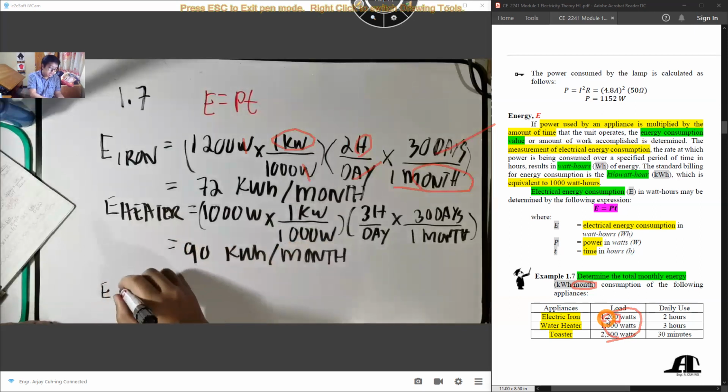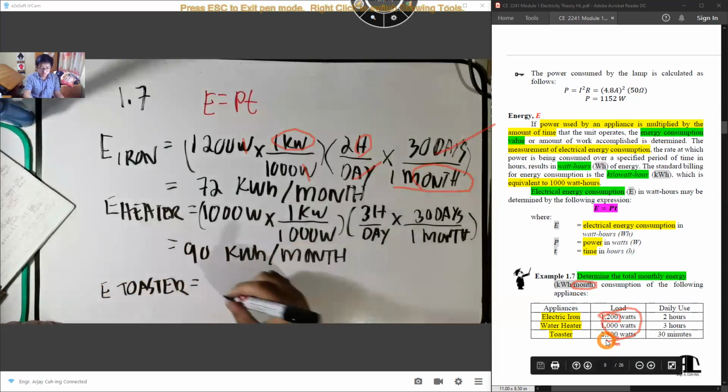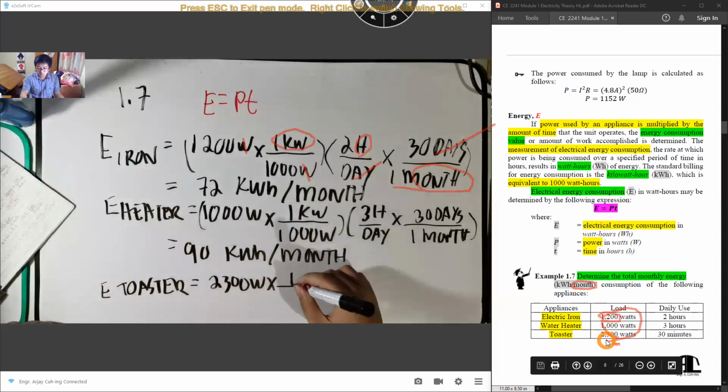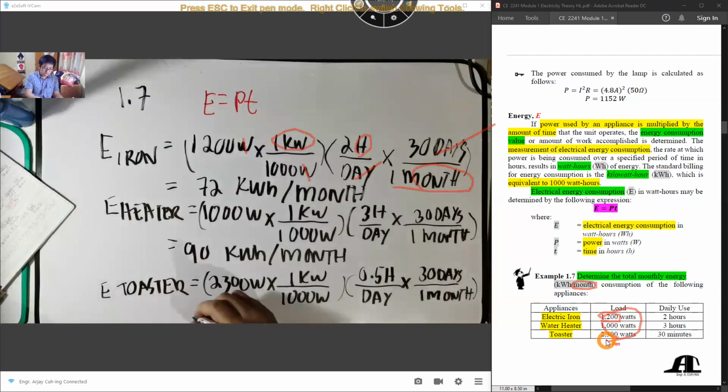Tapos lastly, si toaster. So yung energy ni toaster, meron tayong 2,300 watts. Convert natin into kilowatts. So 1 kilowatt is 1,000 watts. Ang daily use niya is 30 minutes, which is half an hour, so 0.5 hours per day. Again, convert natin: 30 days, 1 month. So ang energy natin dito sa toaster ay 19.5 kilowatt hour per month.